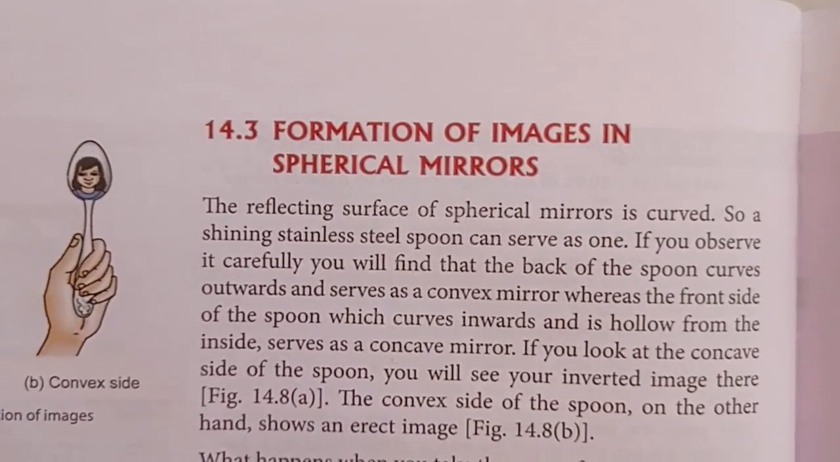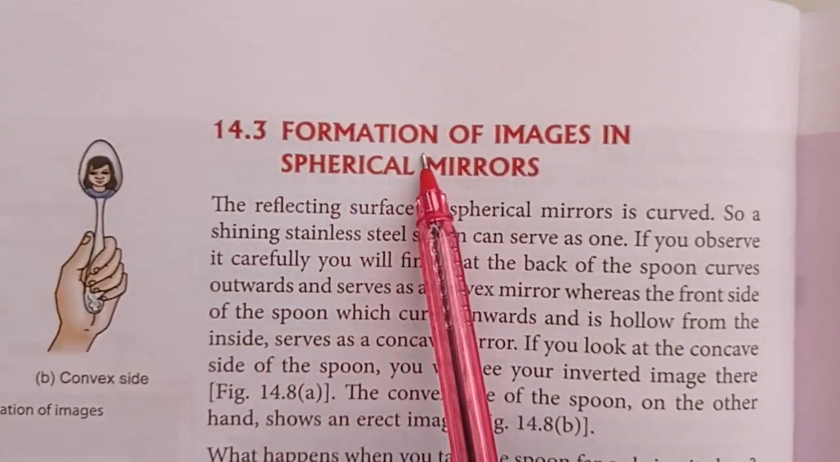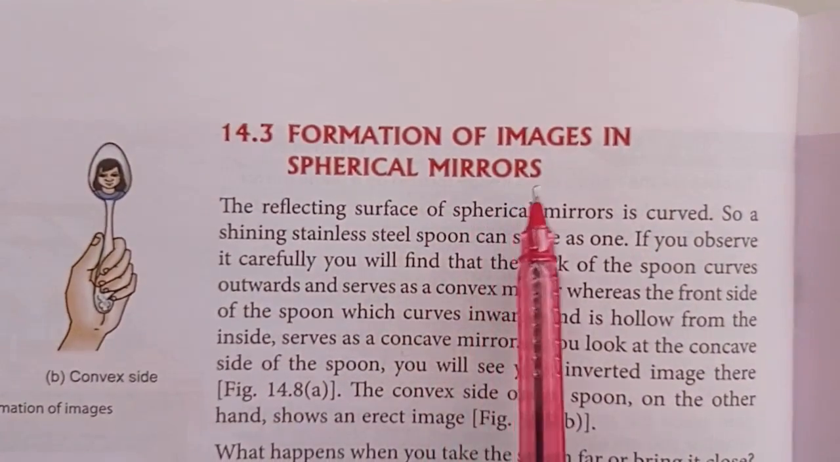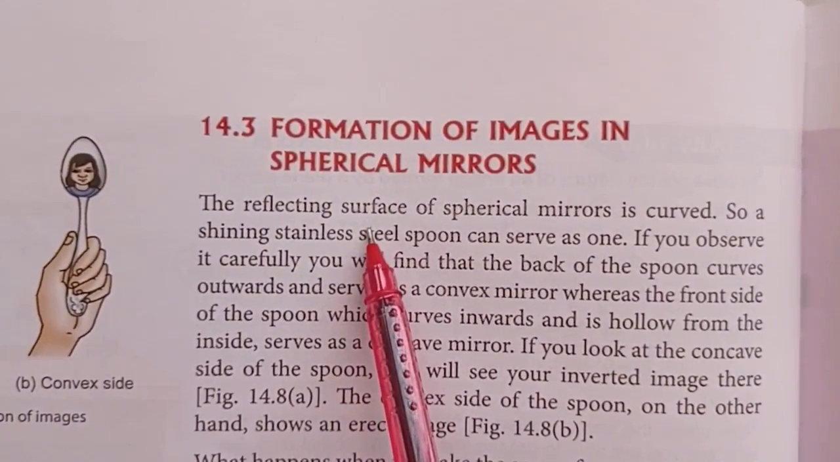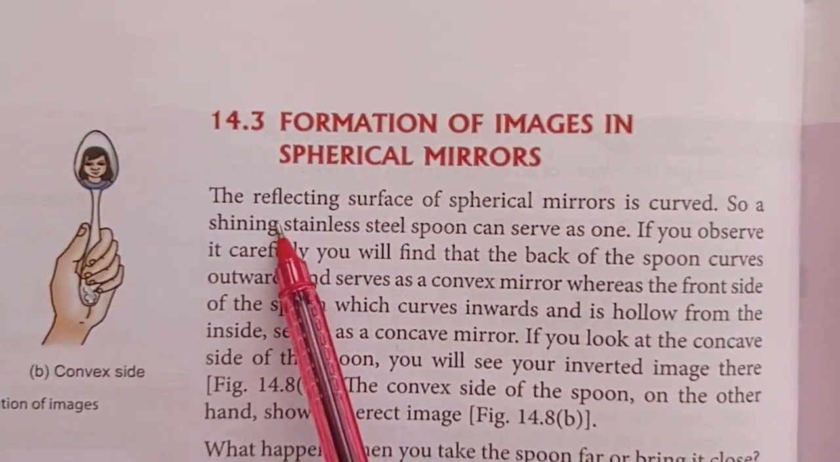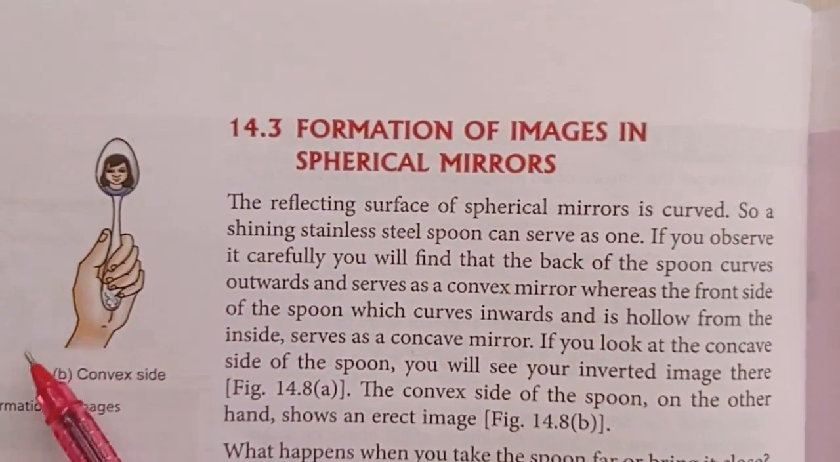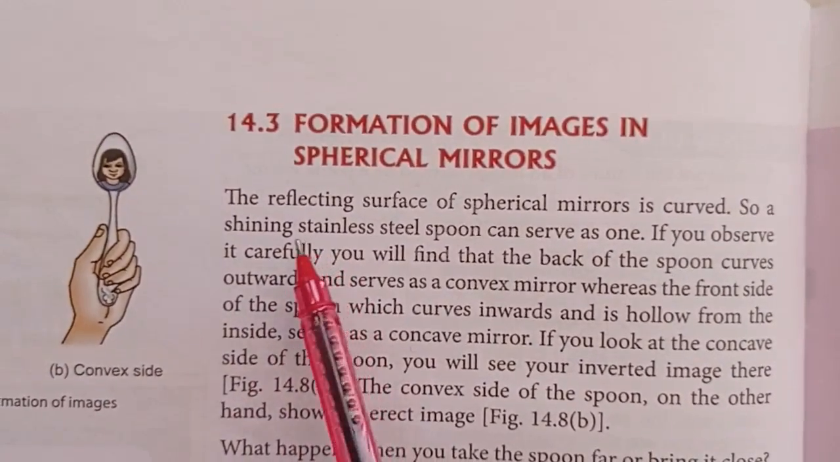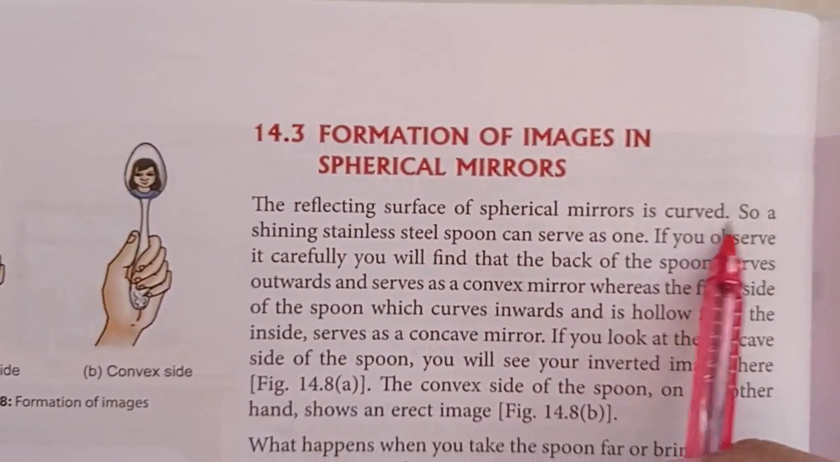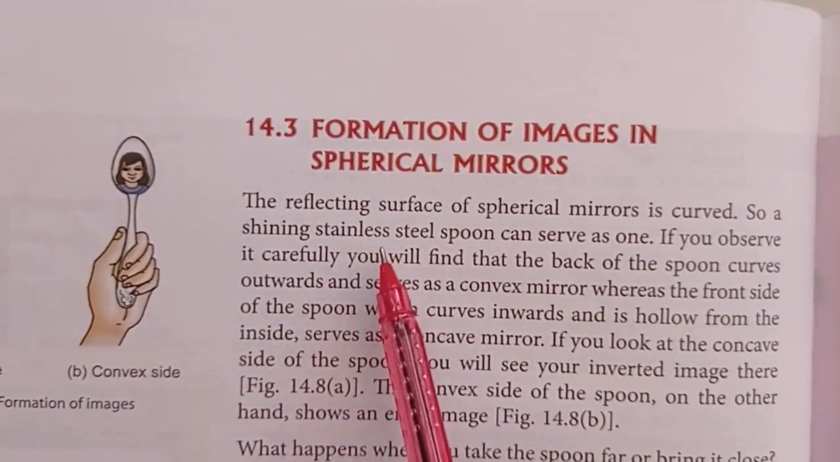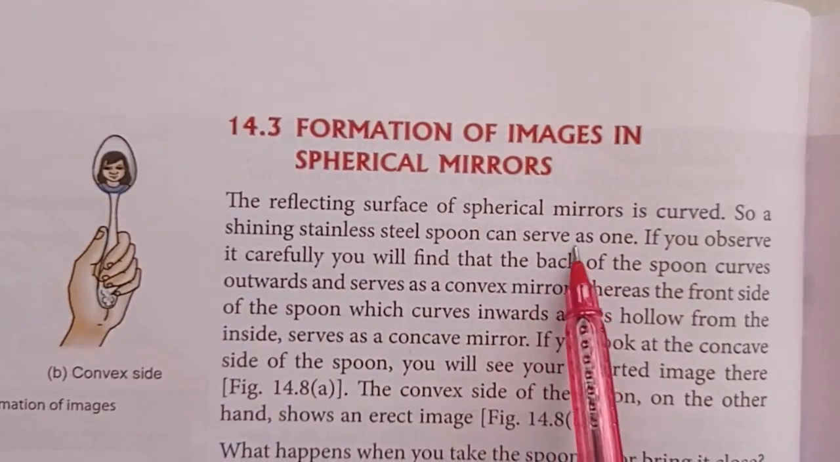In chapter 14, now we will discuss the formation of image in spherical mirror. So, spherical mirrors means what? Two types of mirrors are there, concave and convex mirror. Okay, so we are discussing these two mirrors. The reflecting surface of a spherical mirror is curved. So, a shining stainless steel spoon can serve as one.